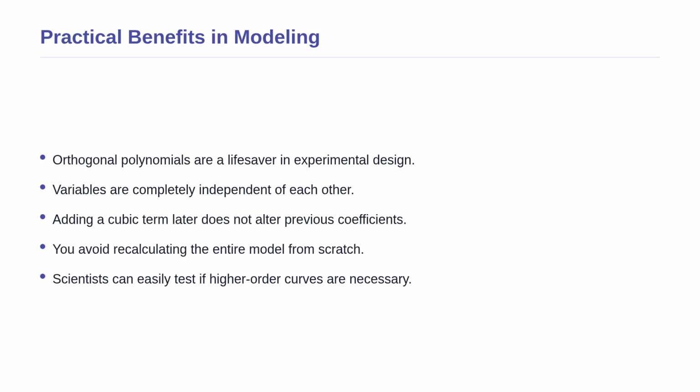With orthogonal polynomials, the variables are completely independent. This means if you decide to add a cubic term later, the linear and quadratic coefficients stay exactly the same. It allows scientists to test whether higher order curves are necessary without destroying the simpler models they have already built.